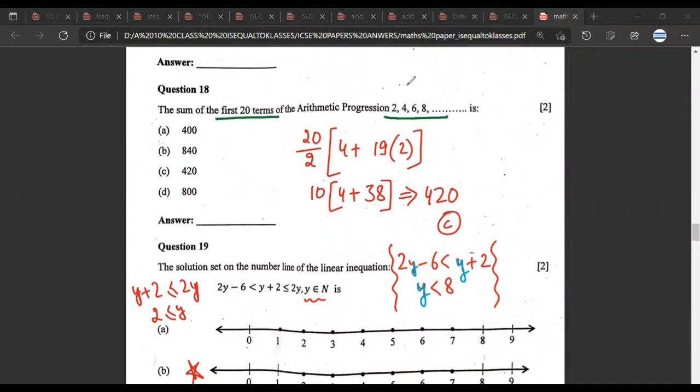Sum of the first n terms: here A is 2, the common difference is 2, and my formula is n by 2 times twice A plus n minus 1 into D. Solve the value. The answer is C.